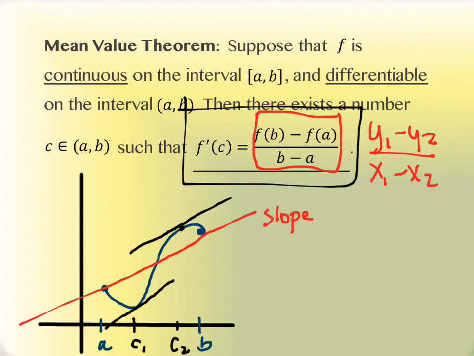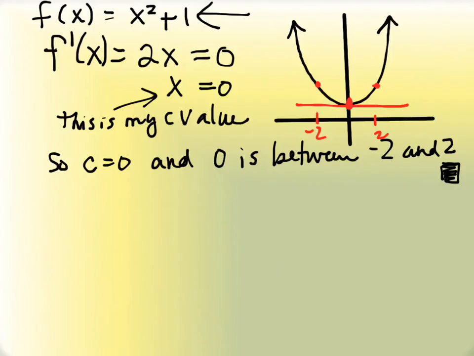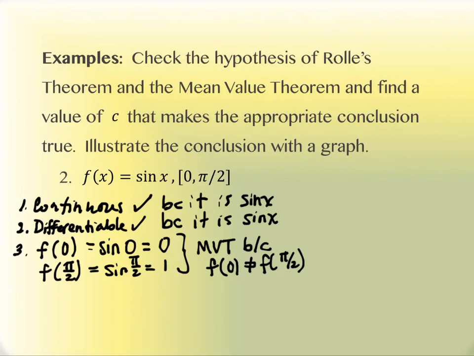Now we have calculated f of b and f of a, and we know what b and a are. So we can actually calculate the second side of this equation without any calculus. This is just calculating a slope: y values divided by x values. So over here on our problem, we're going to calculate that very same thing.